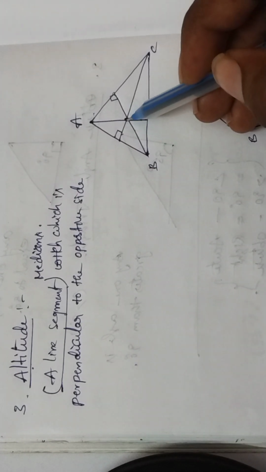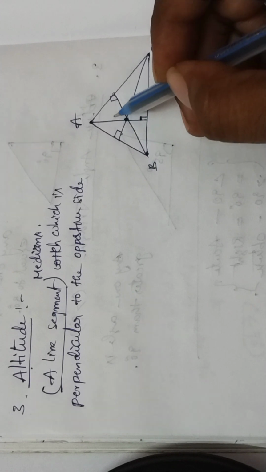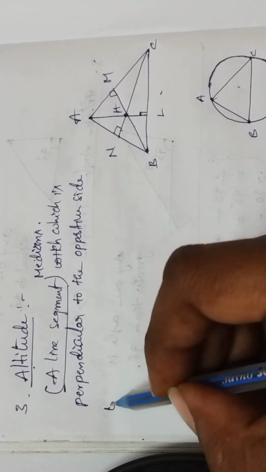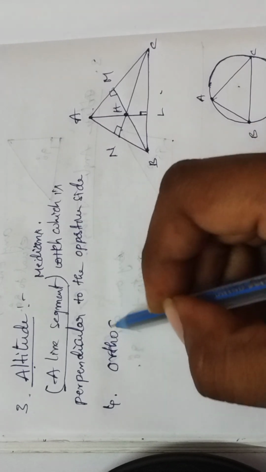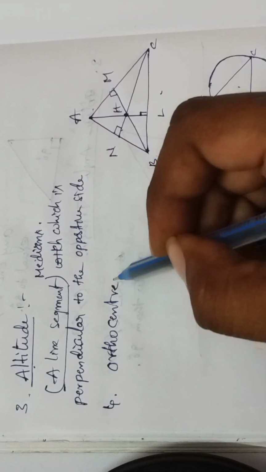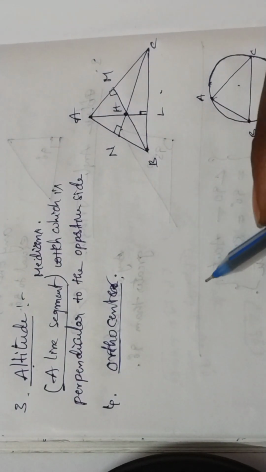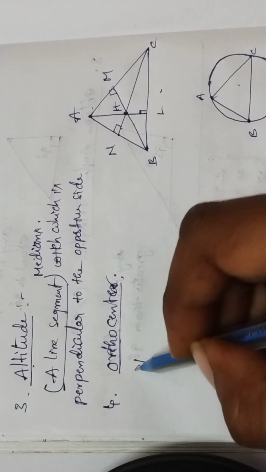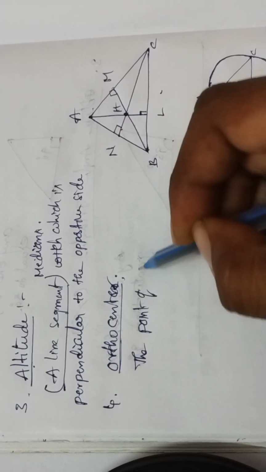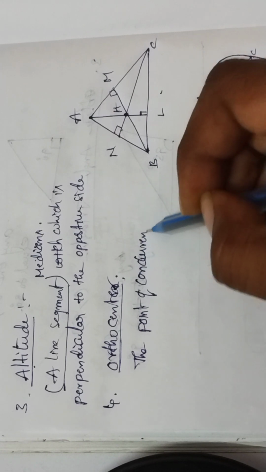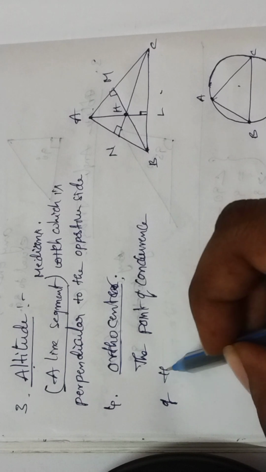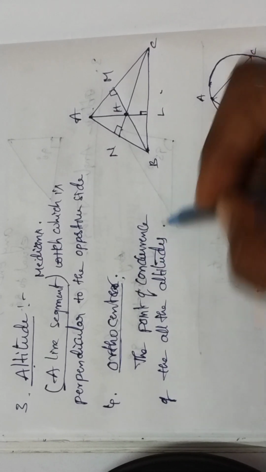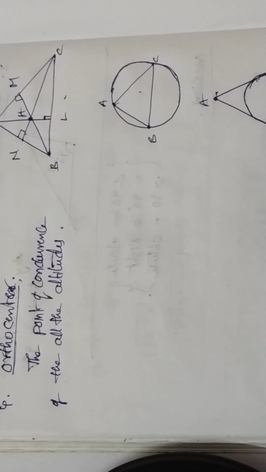The meeting point of these perpendiculars we call the orthocenter, which we indicate by the letter H. So that is the orthocenter. The orthocenter is nothing but the point of concurrency of all the altitudes of a triangle. So that is the orthocenter.